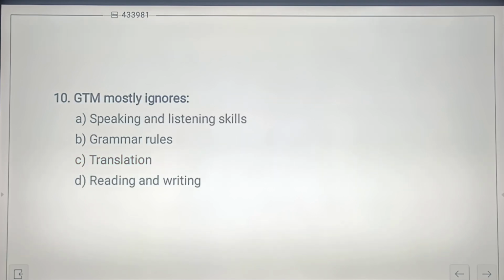Next, grammar translation method mostly ignores A. Speaking and listening skills. B. Grammar rules. C. Translation. D. Reading and writing. The right answer is speaking and listening skills. Unfortunately, grammar translation method mostly ignores these two skills, speaking and listening skills. It focuses mainly on reading and writing skills.